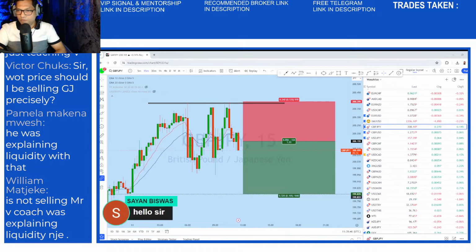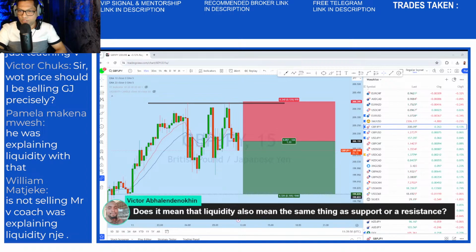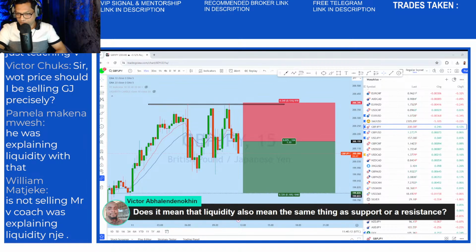Does liquidity mean the same thing as support and resistance? No, support and resistance is an area of value or a supply and demand zone. Liquidity is the product of trade. So liquidity is the volume in the market. Hope that makes sense.